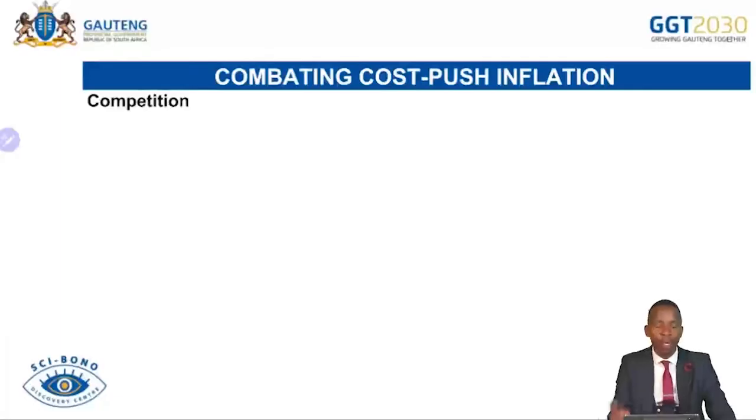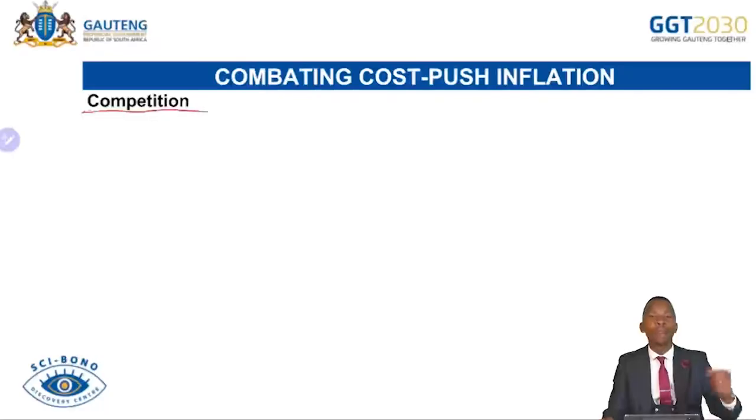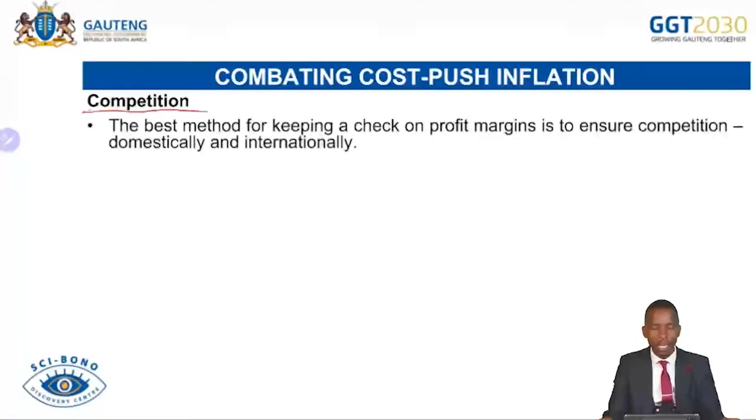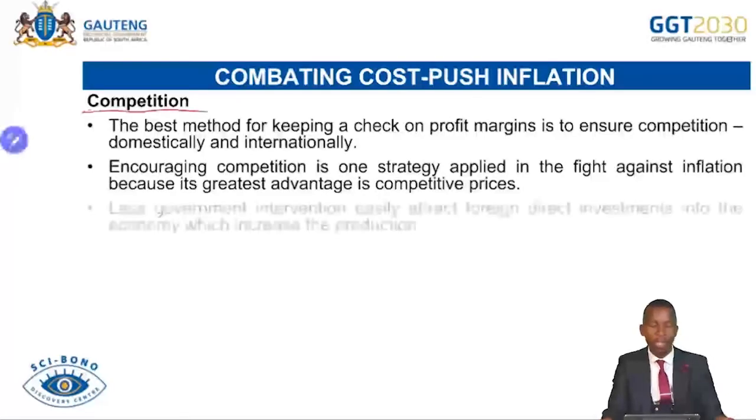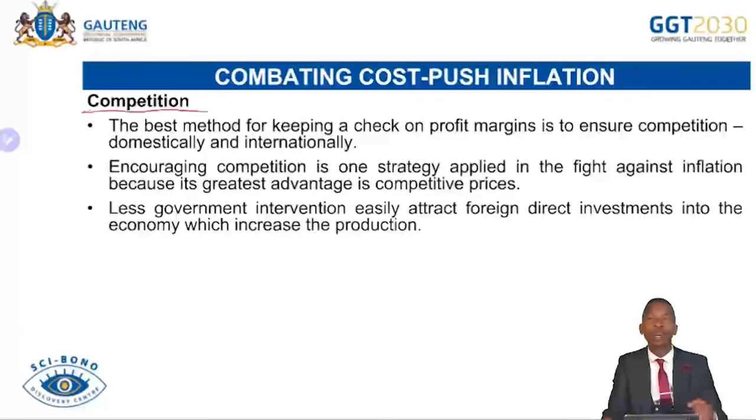And then competition. We know that if competition is increased in the economy, that leads to the production of more goods and services and increased supply. Because of that, the pressure on prices can be relatively lower. The best method for keeping a check on profit margins is to ensure competition domestically and internationally. Encouraging competition is one of the strategies applied in the fight against inflation, because its greatest advantage is competitive prices. If there is more competition, then prices tend to be very competitive.